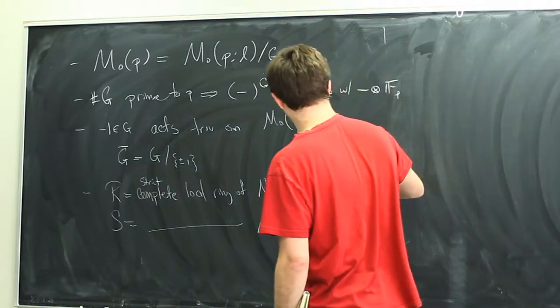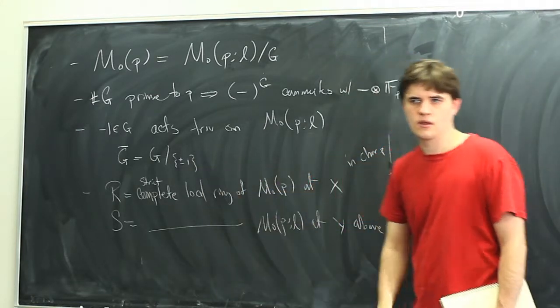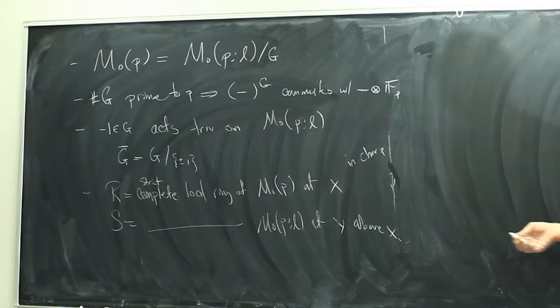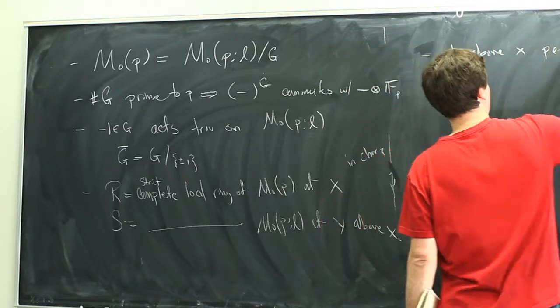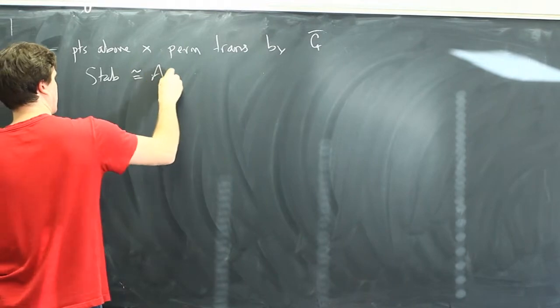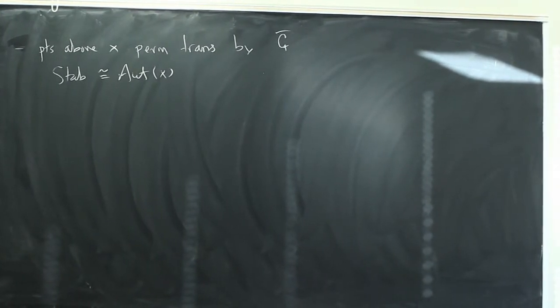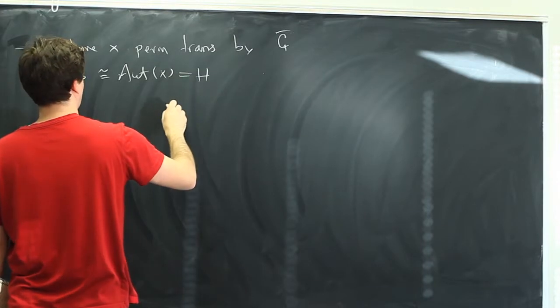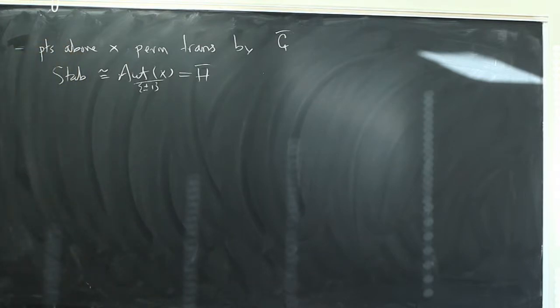These are in characteristic P. Okay, so you have the set of points above X in characteristic P. That's permuted transitively by this group. And the stabilizers, I mean, they're all isomorphic to the automorphism group of X. Points above X are permuted transitively by G bar. The stabilizers are equal to the automorphism group of X. So let me call that group H. Or, sorry, this mod plus or minus 1, I'll call that H bar.